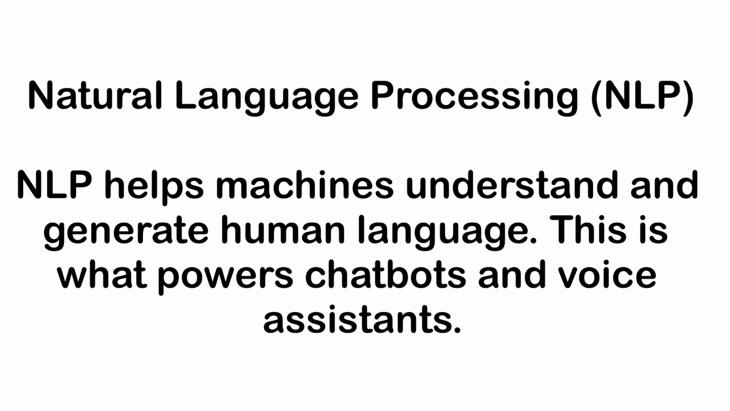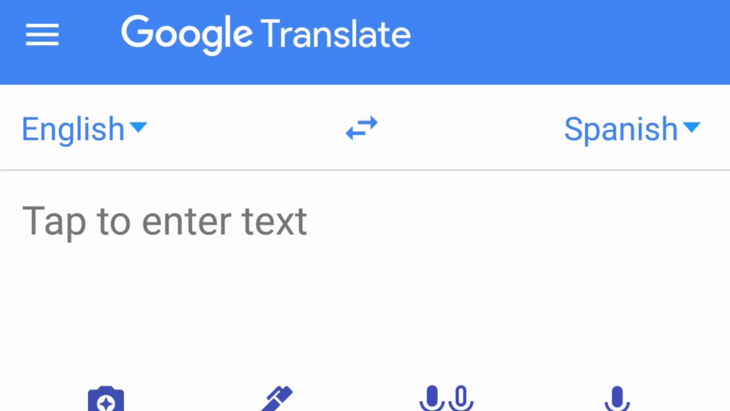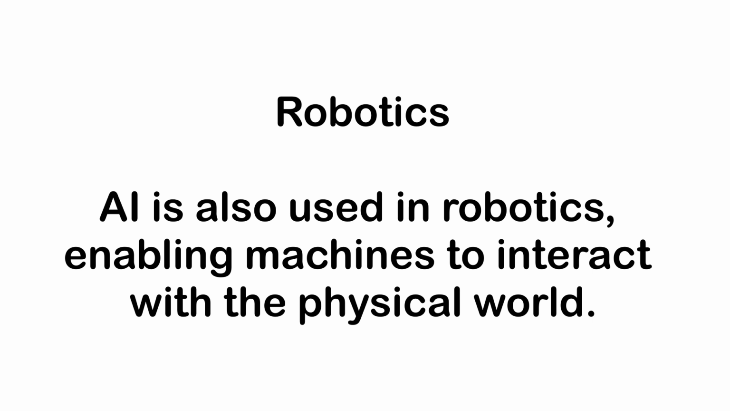So beyond the algorithms and data, AI also includes NLP, natural language processing, as well as robotics. And let's talk a little bit about the ethical concerns that I mentioned earlier. NLP helps machines understand and generate human language. This is what powers chatbots and voice assistants. An example is Google Translate. Next, robotics. AI is also used in robotics, enabling machines to interact with the physical world.